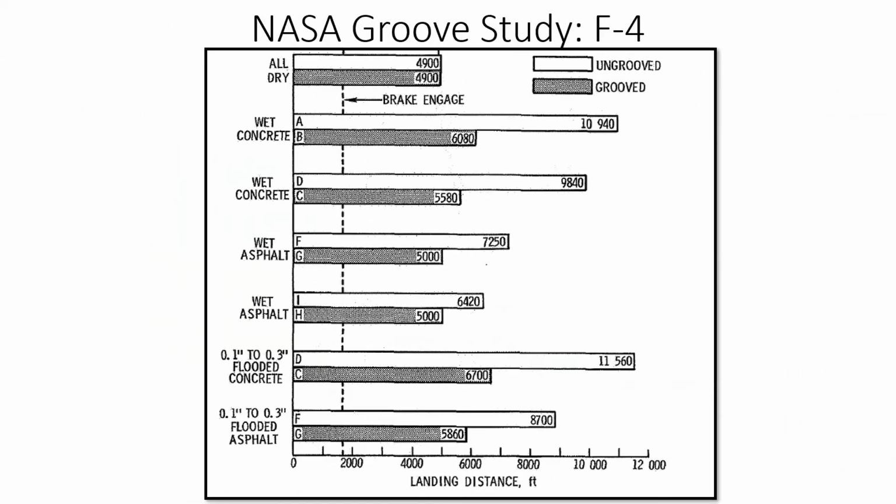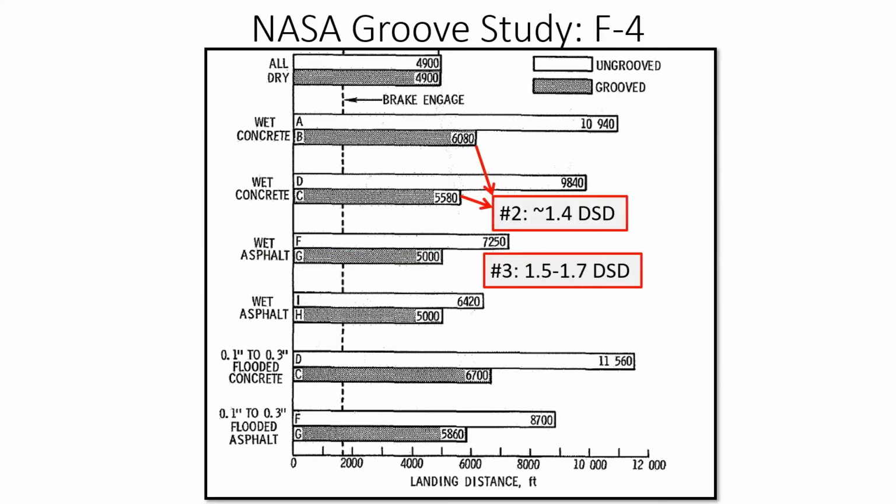The study was also done with an F4, which is interesting for some light jets that do not have any type of spoilers, because the F4 likewise does not have any speed brakes or ground spoilers. In this case, it simply exaggerated the differences, and we see on an ungrooved runway even larger percentage increases.